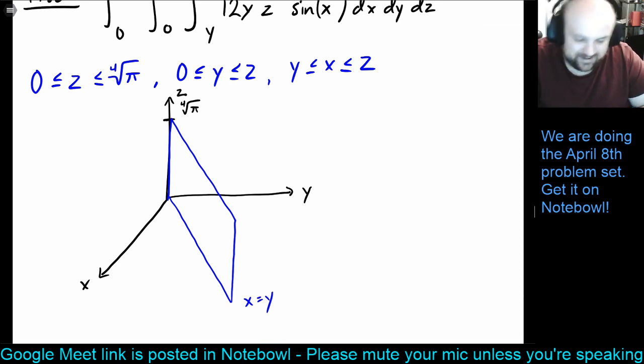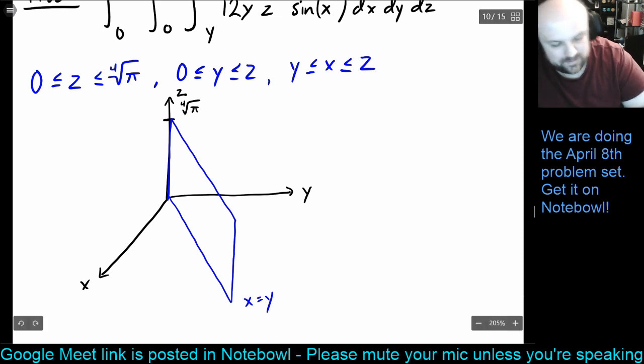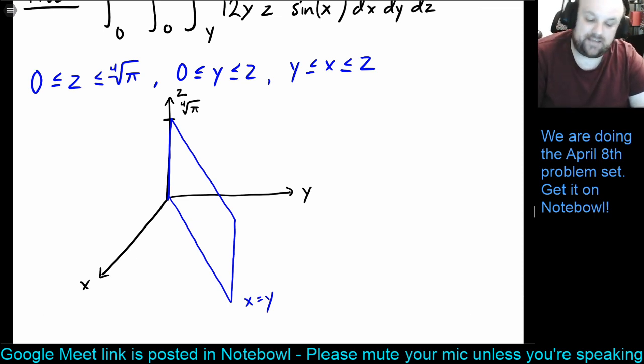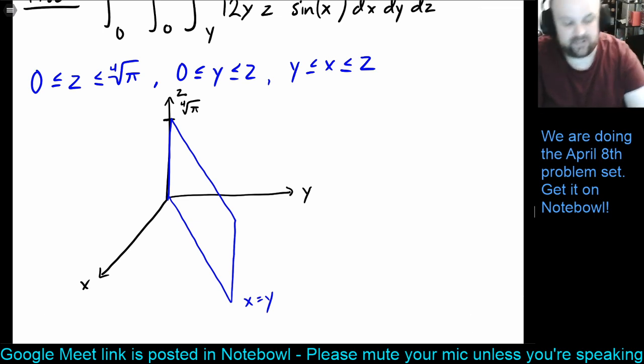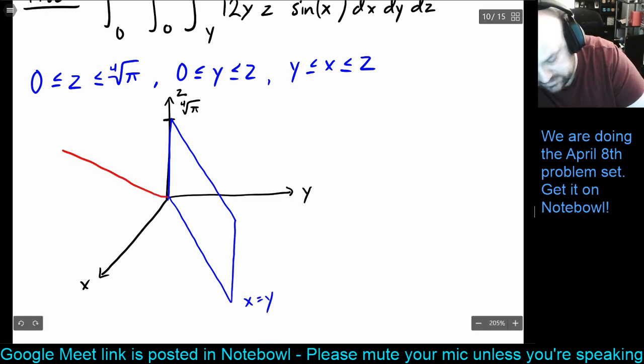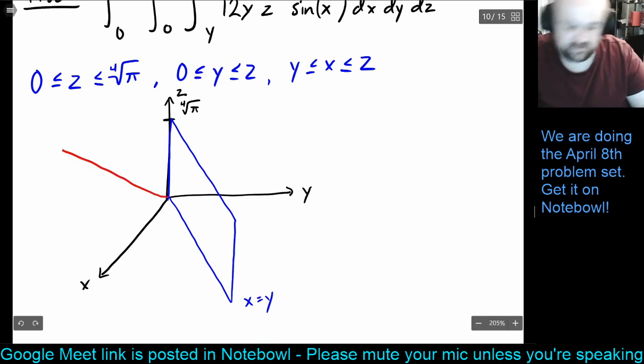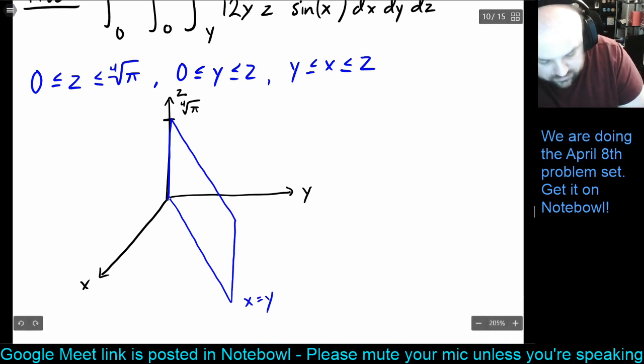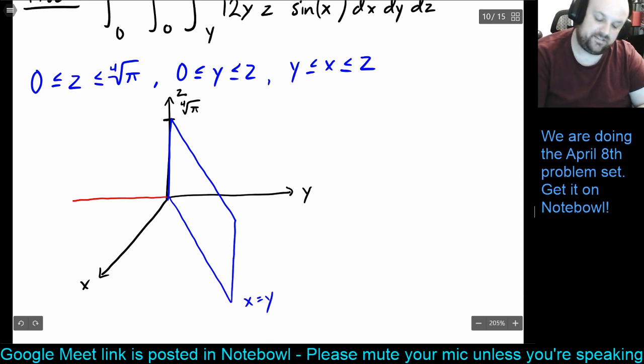Something like that. Hopefully this doesn't get too terrible. Right, so that's that plane. Now let's look at the plane that we're going to get from x equals z, the other bound. So x equals z is a line that looks something like this. I should make that a bit shallower. Right, it looks something like this.